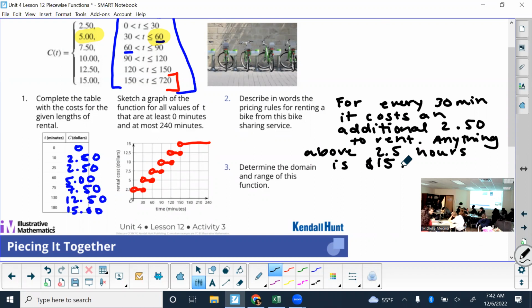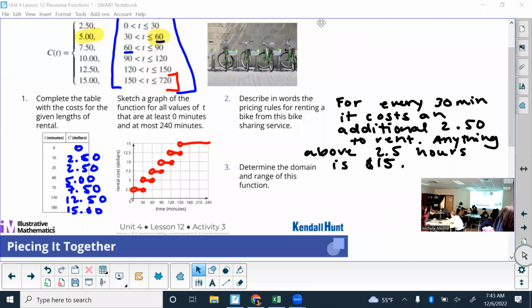Last thing we need to find is the domain and range. So I imagine you guys didn't get to that part, so I'll give you like 30 seconds or so to decide in your groups before I call on you. What's the maximum amount of time that they can rent the bike, by the way? 720 minutes. Good. It doesn't give you just above 150 minutes, right? It stops at some point. Do you guys know how long 720 minutes is?